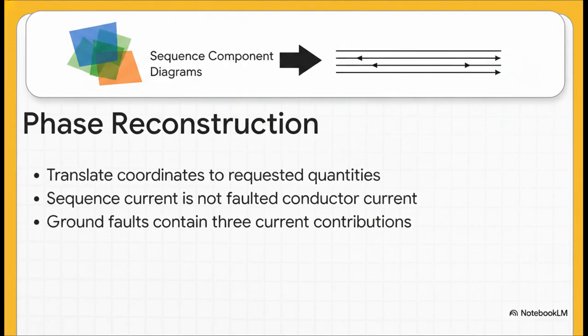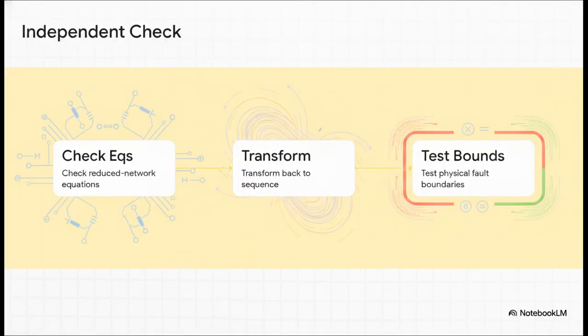For example, in a standard ground fault, the faulted phase current actually contains 3 equal sequence current contributions combined. For a line-to-line fault, the total phase current magnitude comes from combining the positive and negative components. Reconstruction is that vital step that turns your pure analytical coordinates into the actual physical quantities you're looking for. Then you absolutely have to verify your work, and this takes some real rigor.